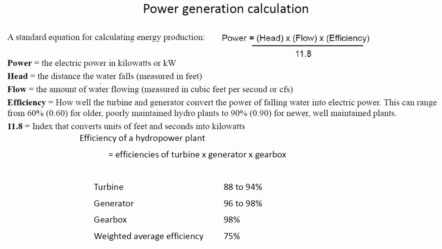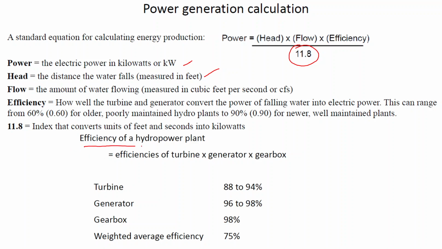Coming on to the power generation calculation. The standard equation for calculating power is head into flow into efficiency upon 11.8. This is basically a conversion index, converting feet and seconds to kilowatts. So this is simply a conversion index. Here the electric power is in kilowatts, the head is the waterfall in feet, and then the amount of water flowing is in cubic feet per second, that is CFS.